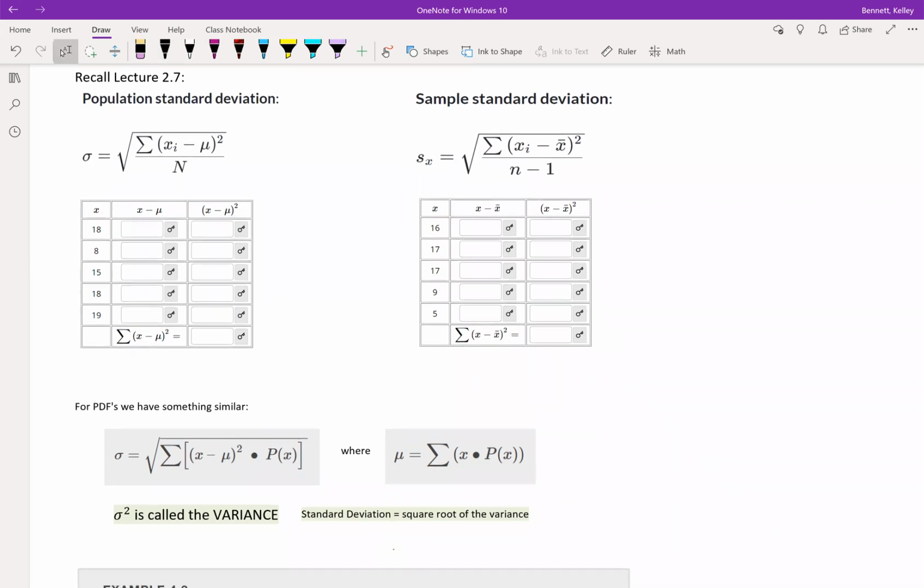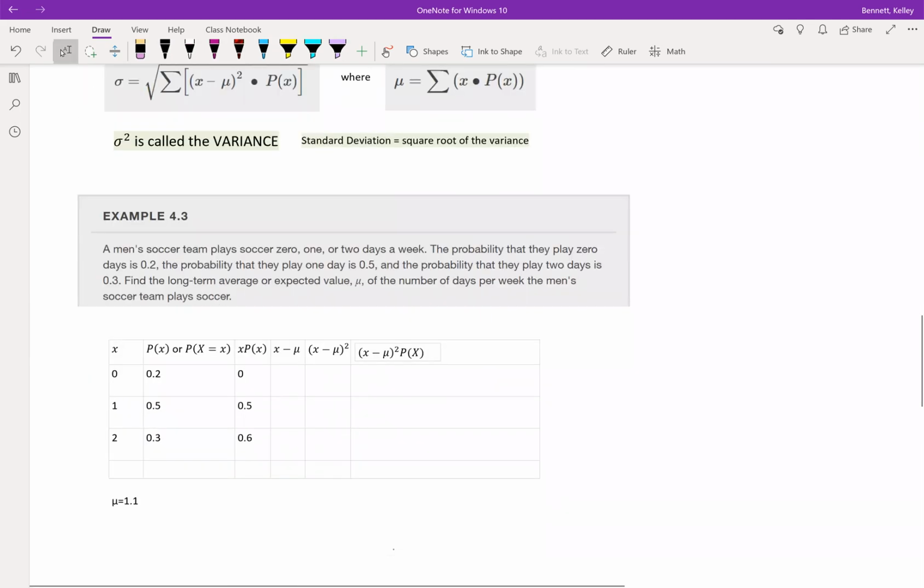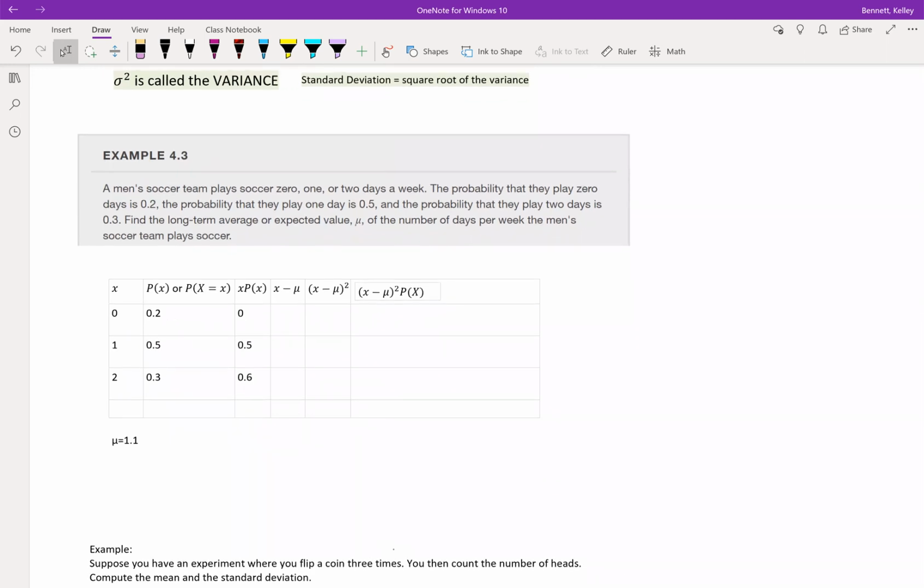Last time, in chapter 2, we kind of just jumped straight into the standard deviation. We also have variance, and they're very closely related. Variance is just what we get right before we take the square root. So if we don't square root it, sigma squared is called the variance, and the standard deviation is just the square root of the variance. So let's look at this same example with the men's soccer team, and we're going to compute our variance, which is sigma squared, and also our standard deviation.